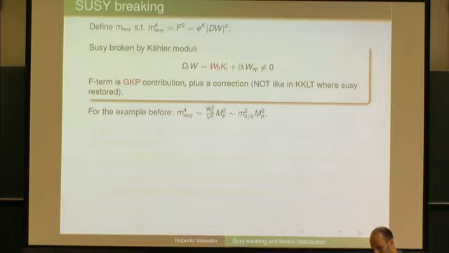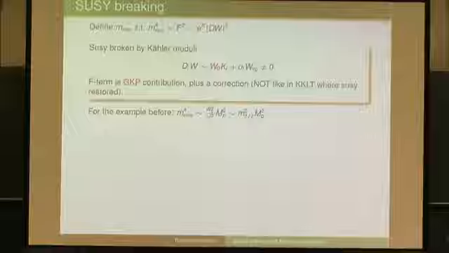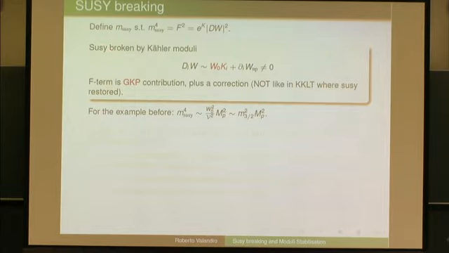Now, SUSY breaking. You are saying that the potential plus the uplift term is the potential of a supersymmetric theory, a 4D N equals 1 supersymmetric theory, supergravity. Supersymmetry breaking is given by the fact that we have F terms that are different from 0, and in our case it is the Kähler moduli that break supersymmetry. So we have the F term, which is this.